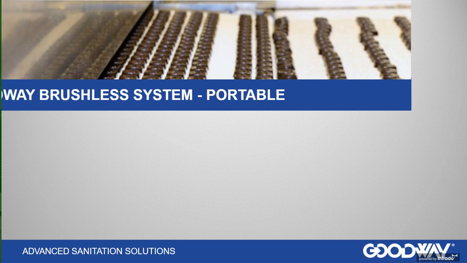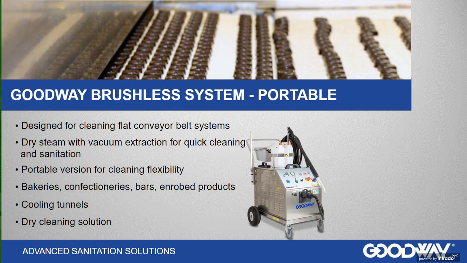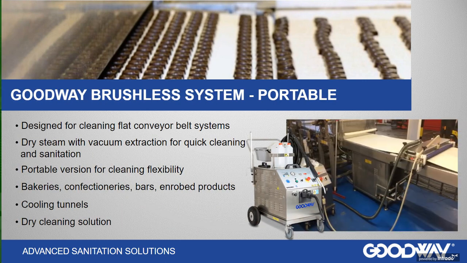First thing I'm going to talk about is our portable brushless system. This system is designed for cleaning flat, solid conveyor belt systems in confectionery and cookie cracker plants, anywhere you're doing enrobed products or granola bars, protein bars that have cooling tunnels and long fabric belts to clean. This is a system that completely automates the cleaning of those belts.